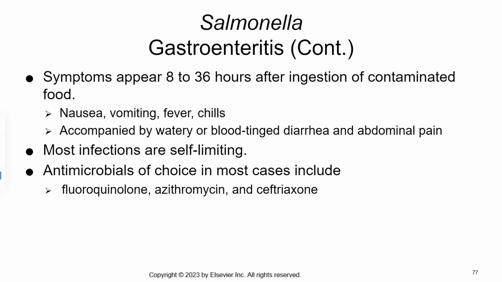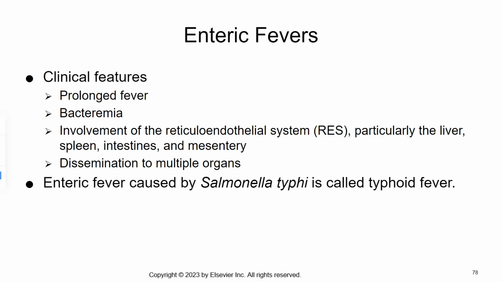Symptoms appear 8 to 36 hours after ingestion of contaminated food. Nausea, vomiting, fever, chills, accompanied by watery or bloody tinged diarrhea and abdominal pain. Most infections are self-limiting. Antimicrobials of choice are listed below. Then there's the enteric fevers. Clinical features would be prolonged fever, bacteremia, and involvement of the reticuloendothelial system, particularly the liver, spleen, intestines, and mesentery.